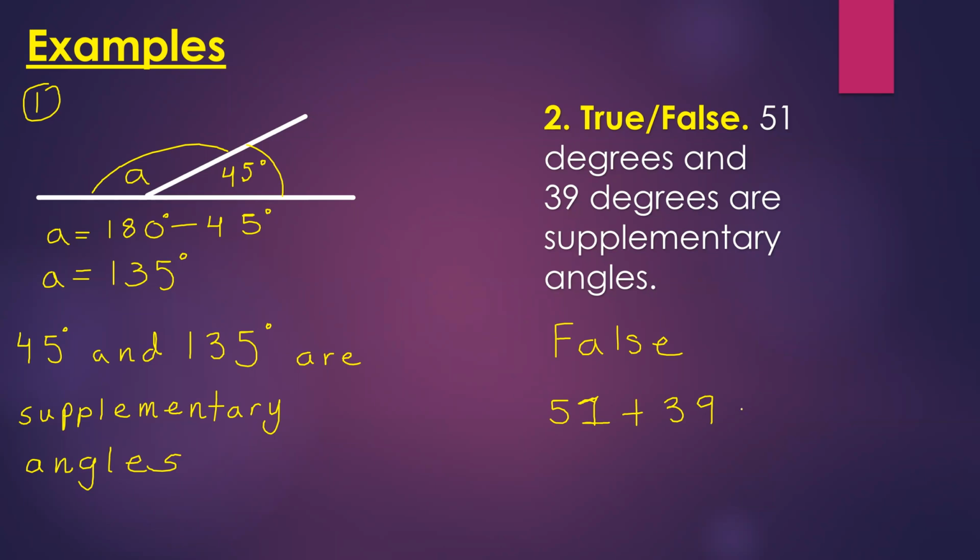If we add 51 and 39, we get 90 degrees. And we know that 90 degrees is not equal to 180 degrees. So it's definitely false.